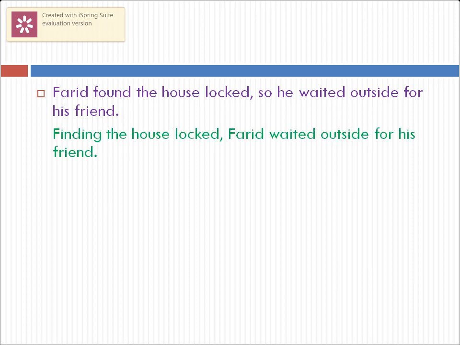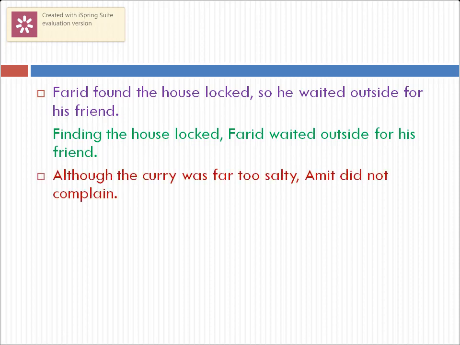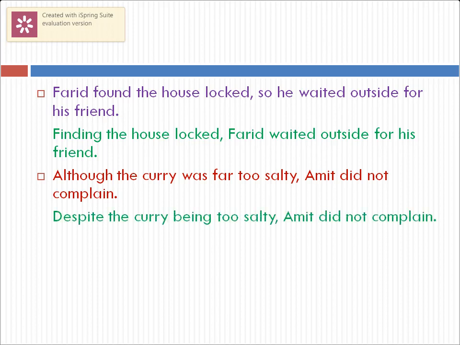Now again, we turn the first part or the first clause into a phrase. Finding the house locked, Farid waited outside for his friend. The next sentence seems like a complex sentence. Although the curry was far too salty, it's a dependent clause. Amit did not complain is an independent clause. Despite the curry being too salty, Amit did not complain.